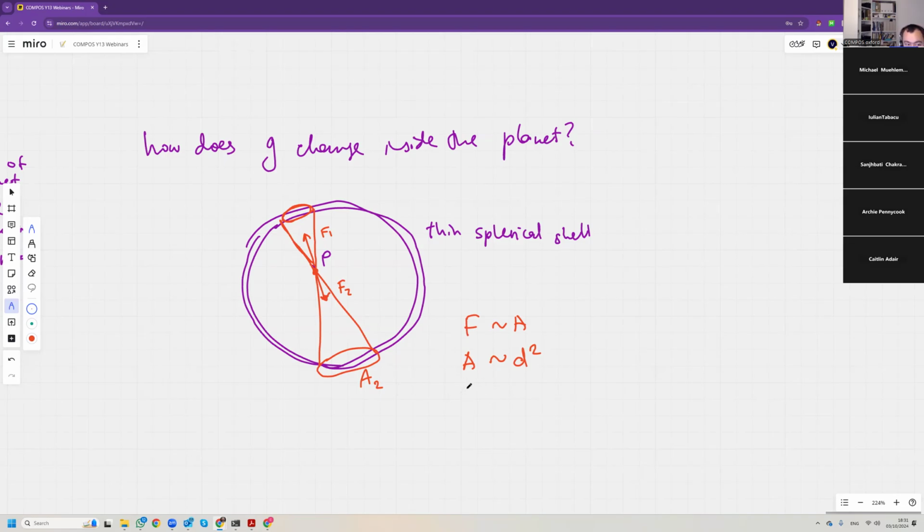But force is also inversely proportional to d squared, which means that the force is constant. If you consider the same, if you move left to right, F1 and F2 will not change. If you move up and down, F1 and F2 will change. So that means that the force from this section of the shell and the force from this section of the shell will cancel out. And you can take any other section, like this section and this section, and they will also cancel out.